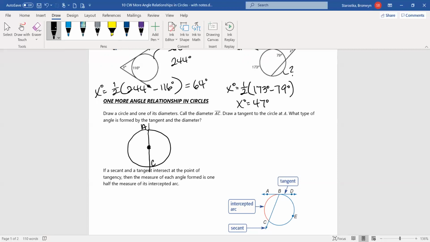If we draw a tangent to the circle at A, so remember, tangent is a line that touches a circle in one place, but it's also perpendicular to the radii at the point of tangency. So if we draw a tangent to circle A, right there, sorry, that should be touching the circle only at one place. What type of angle is formed?